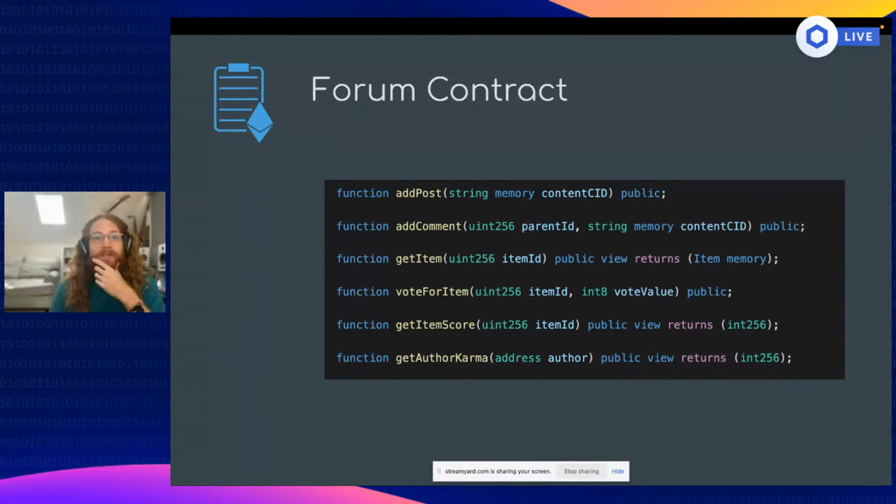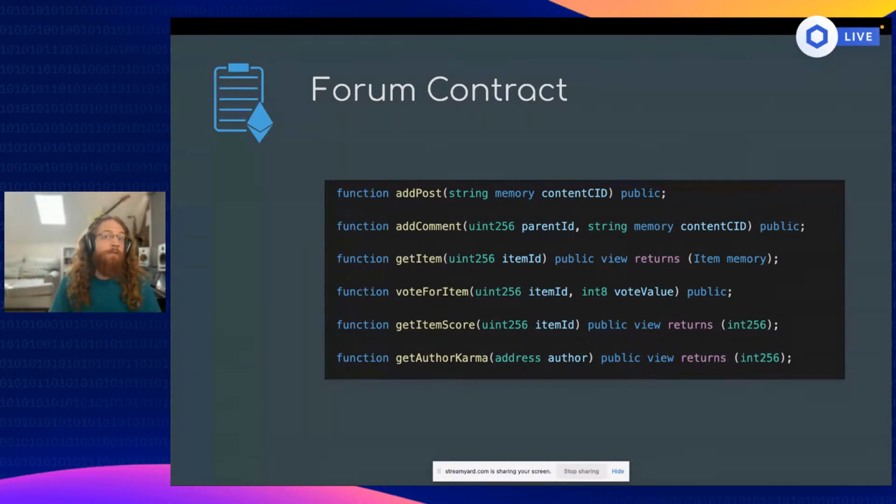So here's the main interface for the smart contract. It's a Solidity contract, and you can add a post or a comment by giving it the CID, which is the IPFS content identifier, in this case, of a JSON file that describes the post or comment. And for comments, you can also give it a parent ID of the post or comment that it is attached to. Then you can fetch an item, posts and comments both being items, by its ID.